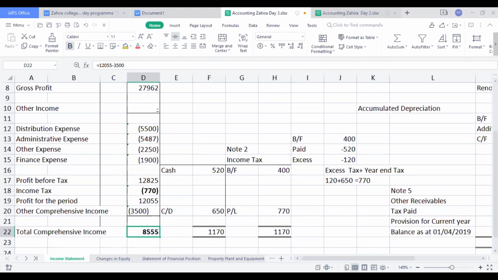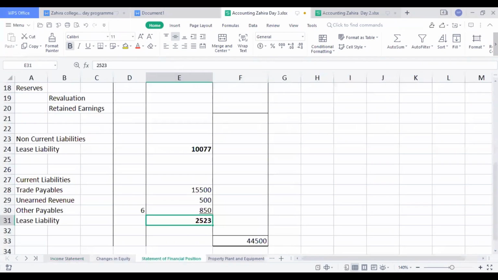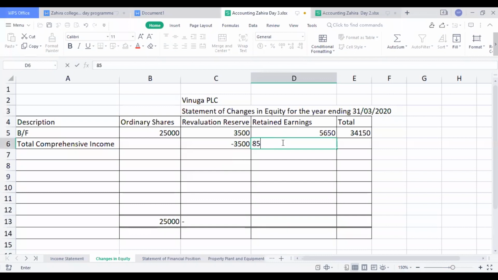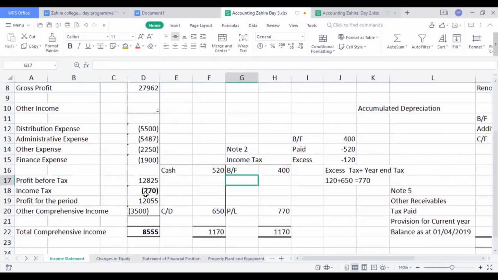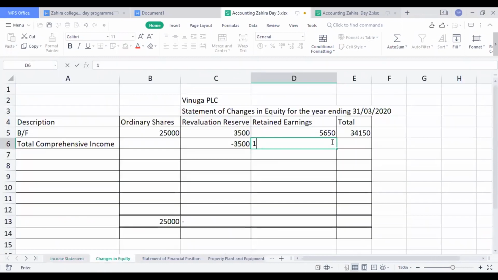Then we are transferring this to the change in equity to finalize the retained earnings. We don't take 8,555, guys. We take this value, 12,055, the profit for the period only. We transfer it to the change in equity. So 12,055. When you deduct this, you get 8,555. The total you will show here is 42,000.